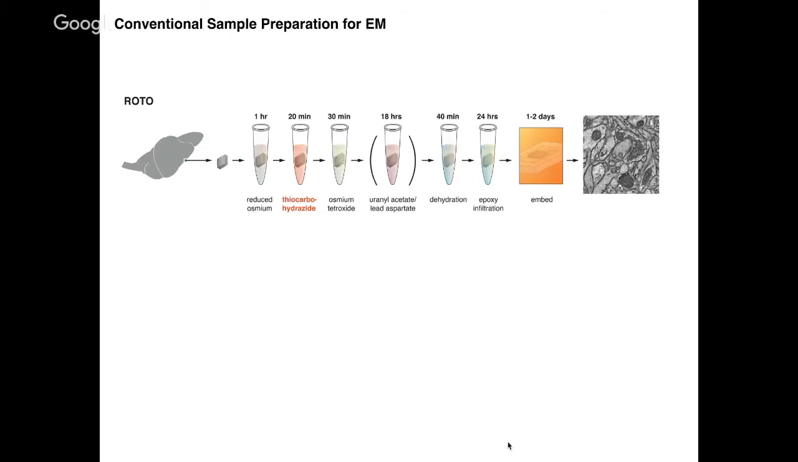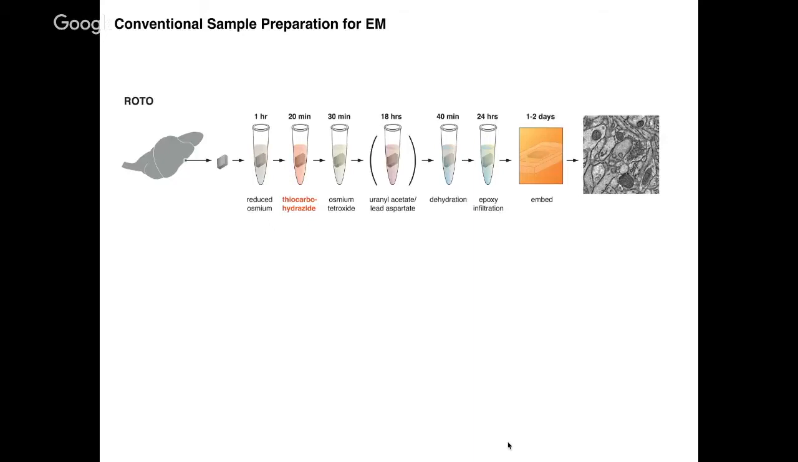Now, the problem was when I tried to apply this method to something bigger, like a whole mouse brain, it quickly became evident that it would not work, that the reduced osmium had penetration problems, that it would only penetrate a few hundred microns into a sample. And so you could not use it practically for anything a millimeter in size or bigger.